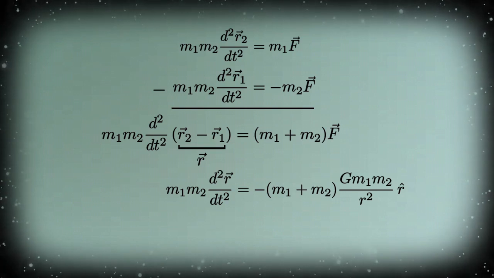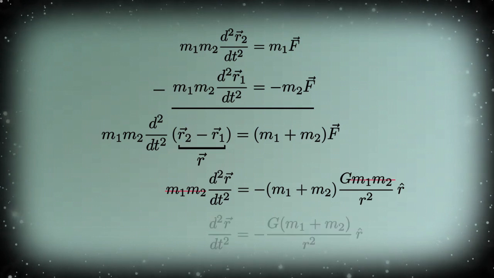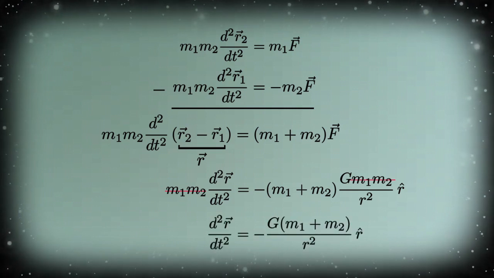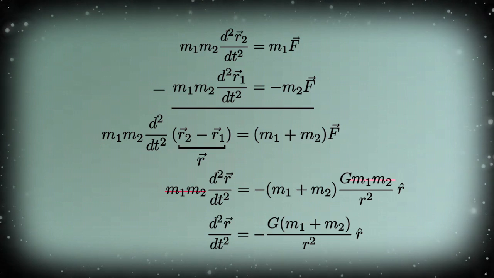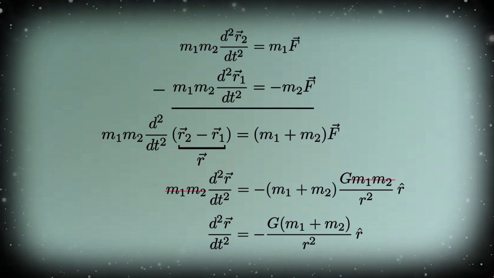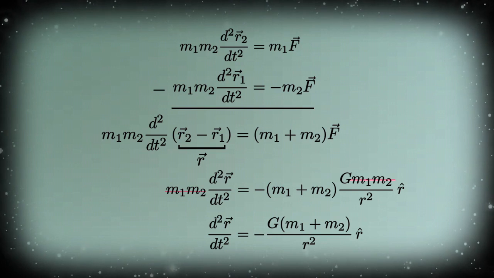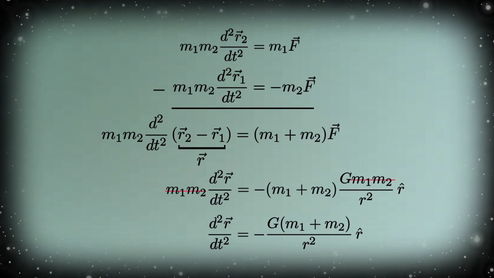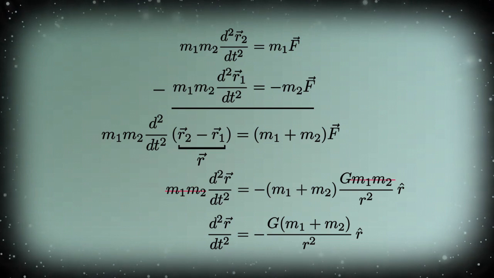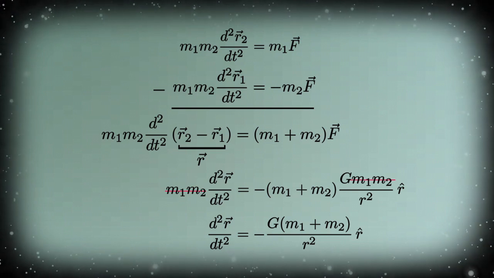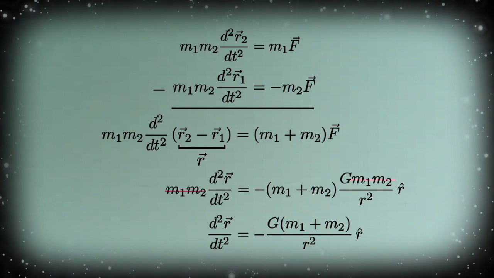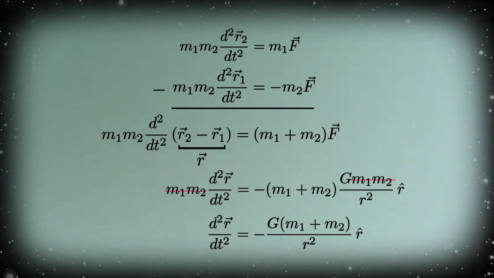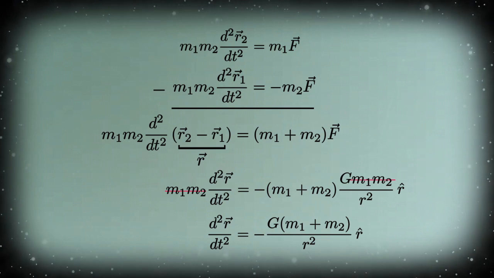The product of the masses cancels out, and we're left with a simple equation. The second derivative of r is minus G times the total mass over r squared times r hat. That looks just like the equation of motion for a single mass, which is a huge relief because we already solved the one-body problem back in lectures 4 and 5. The only difference is that what used to be m, the mass of the Sun, is now replaced by the total mass of both bodies.